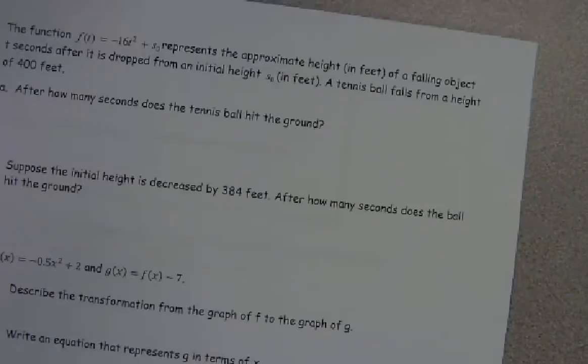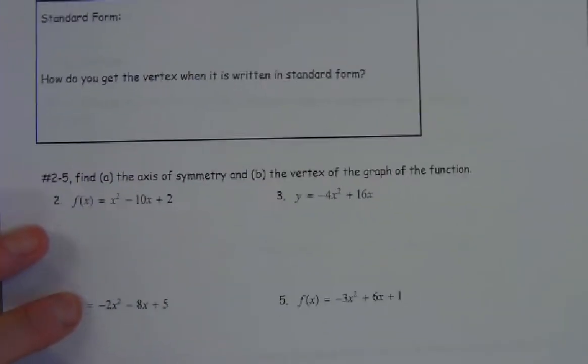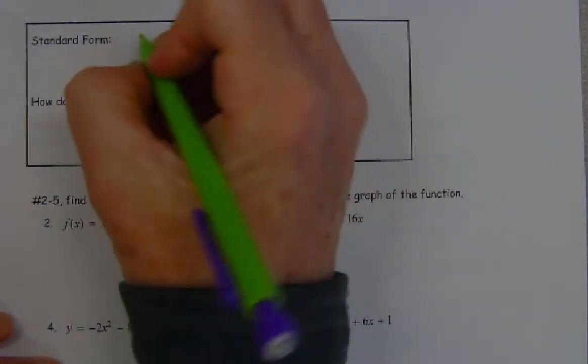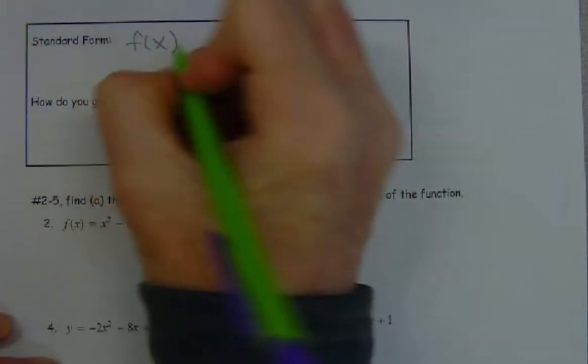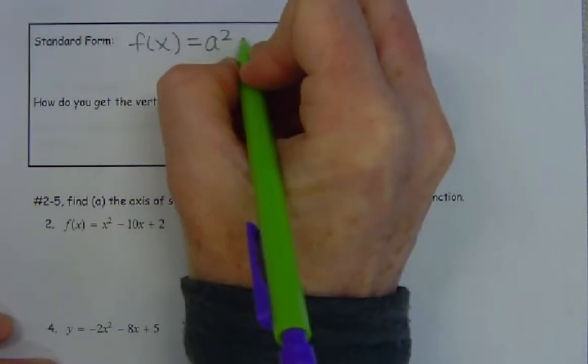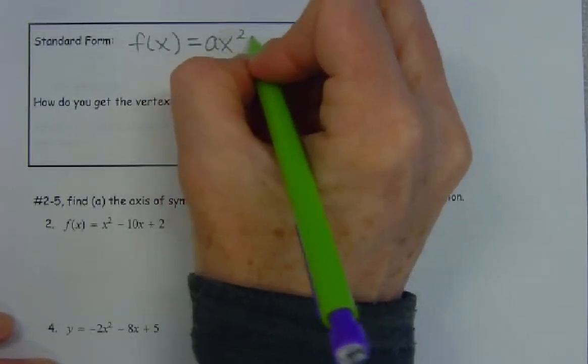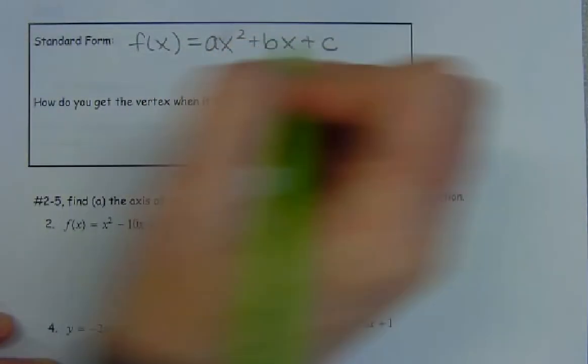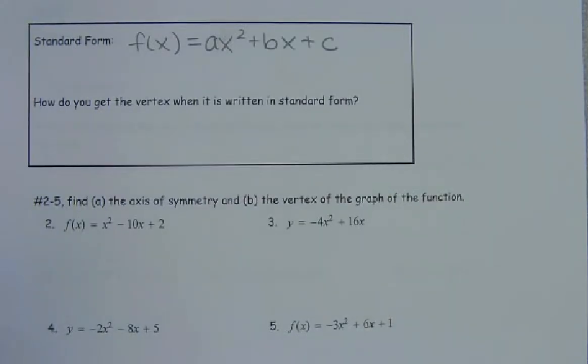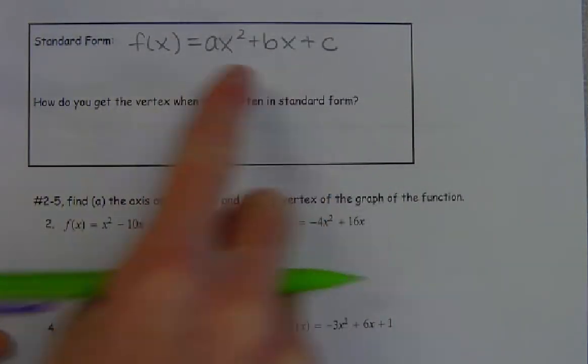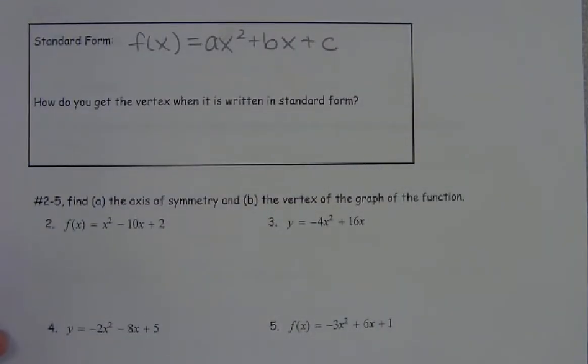So if you flip your page, we're first going to start by writing down what form this is. This form is called standard form. So under standard form, I want you to write f of x equals ax squared plus bx plus c. And you're used to seeing standard form as highest power to lowest, and that also holds true for the standard form of parabolas.